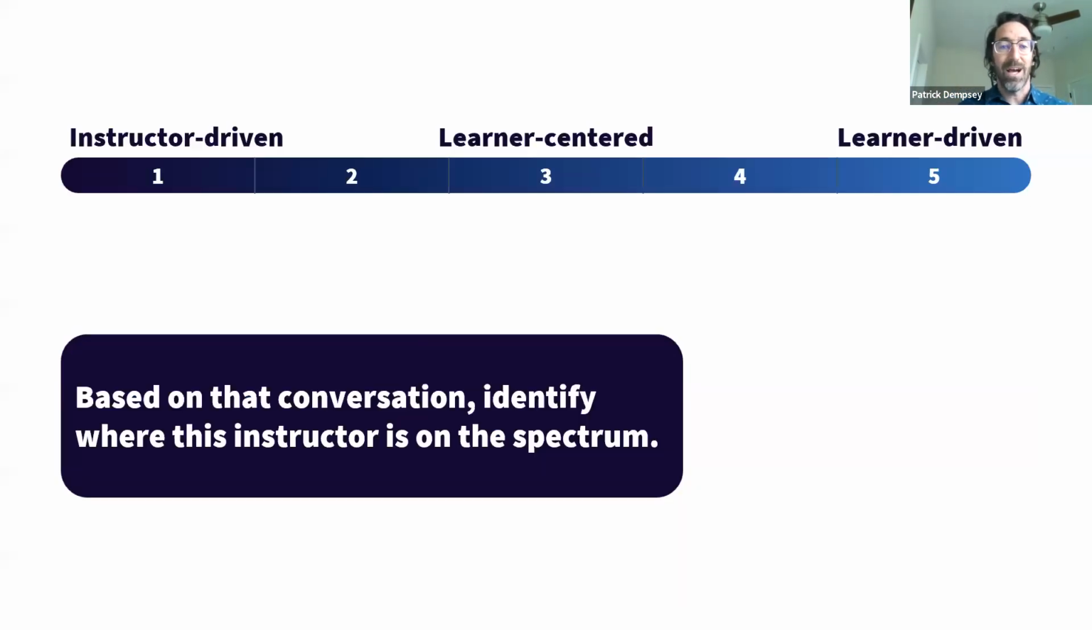So based on the conversation, that email, and wherever your knowledge is at this point, identify in the chat where the instructor is on this spectrum from instructor-driven to learner-driven. 1 to 5, 1 being instructor-driven, 5 being learner-driven. And this is going to be a cue for you throughout. When you see one of these dark purple boxes, you're putting it in the chat.